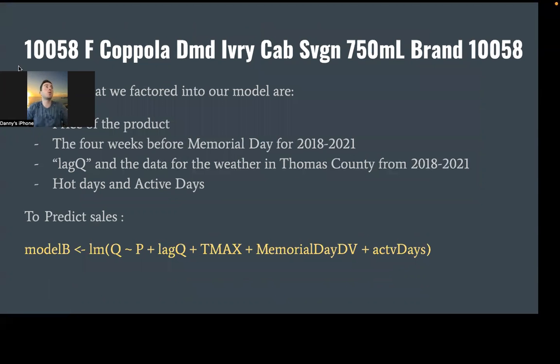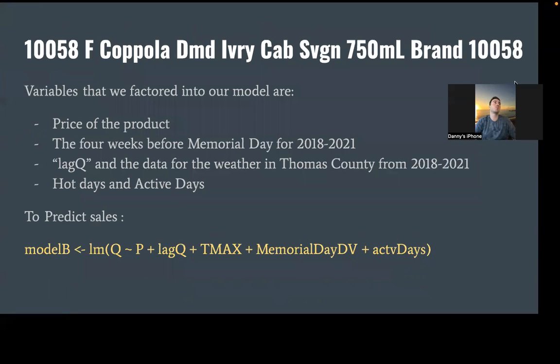Thank you, Morgan. So our model for 10058, which is a Cabernet, we focus on the same variables as the previous model. Price per product the 4 weeks before Memorial Day from 2018 to 2021. We created lag Q, same as the previous one, for Thomas County, for the weather from 2018 to 2021. And that's the model down at the bottom that we put into R Studio to help us come up with the numbers that we're about to come up with.